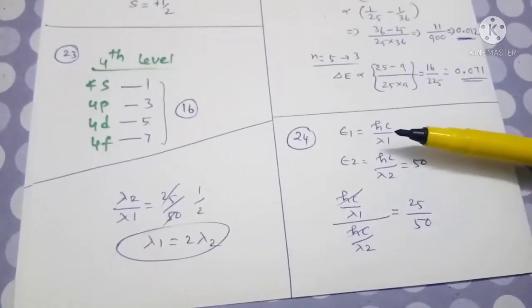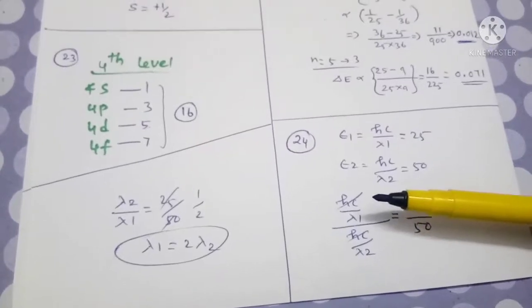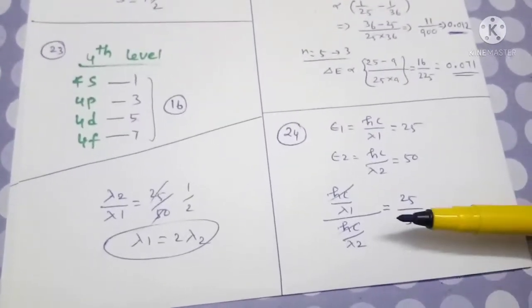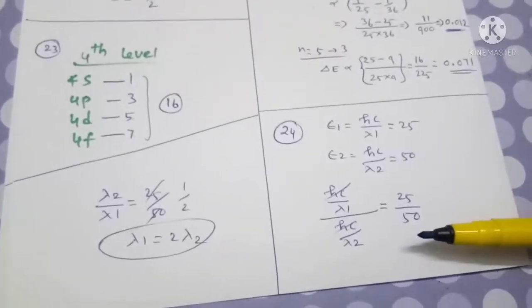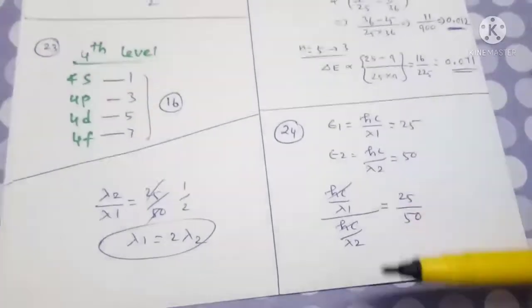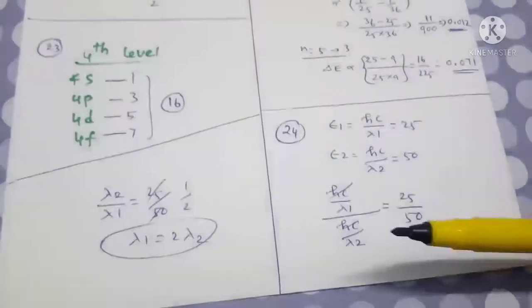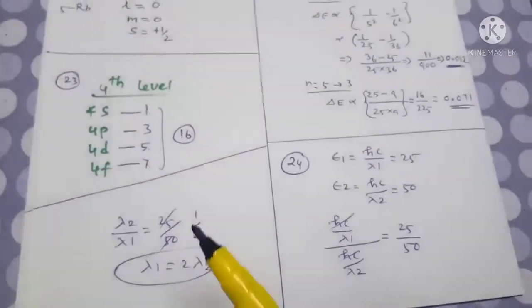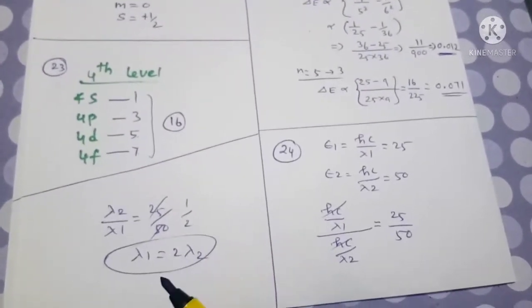Now I am going to take the ratio between these two. Hc divided by lambda 1, whole divided by hc divided by lambda 2, equals 25 by 50. So I cancel hc in both numerator and denominator, and I interchange: lambda 2 goes up, lambda 1 comes down. And I cancel the right side also, 25 by 50, so 1 by 2.